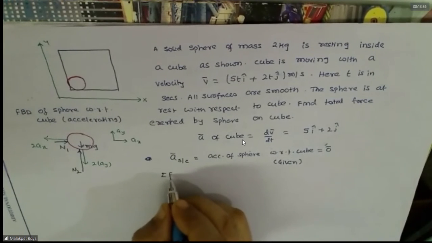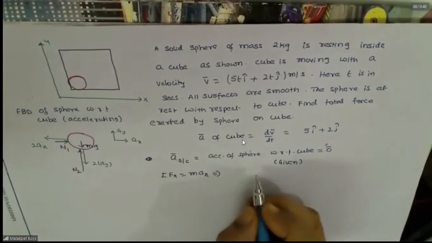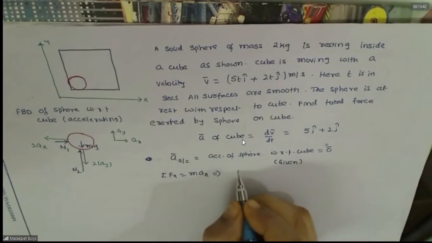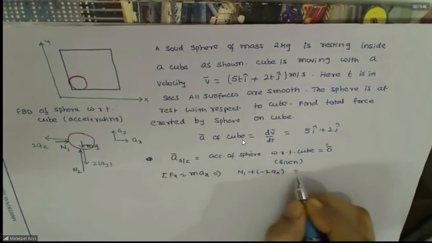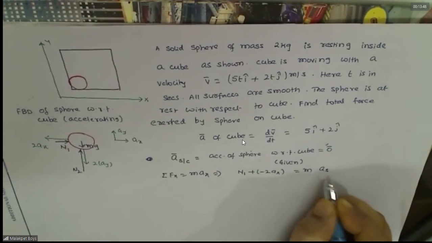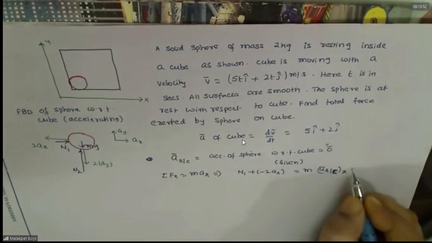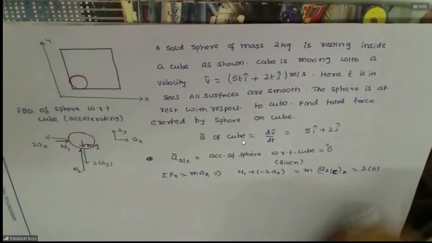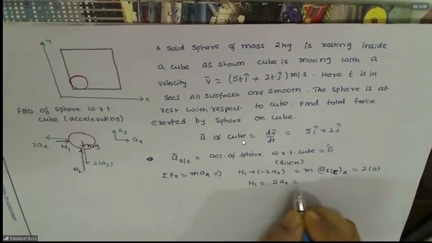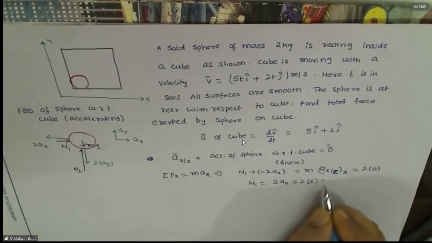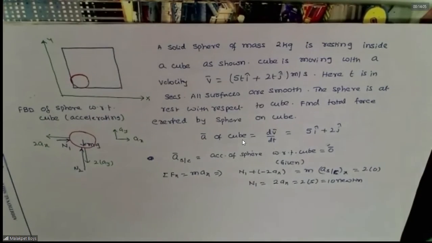So net force in x direction is mx. What is the net force here? This is m into acceleration of sphere with respect to Q in x direction, that happens to be 0. Therefore, N1 equals 2Ax. What is Ax? 5. 10 Newton. Do you agree with this? Yes, sir.